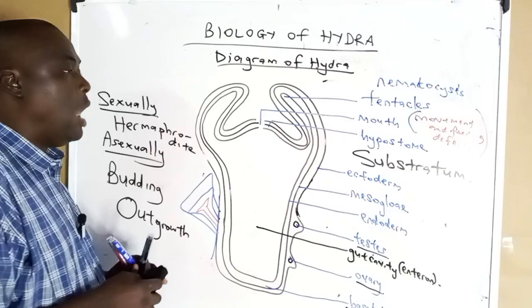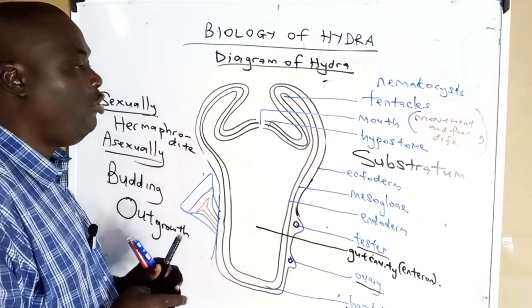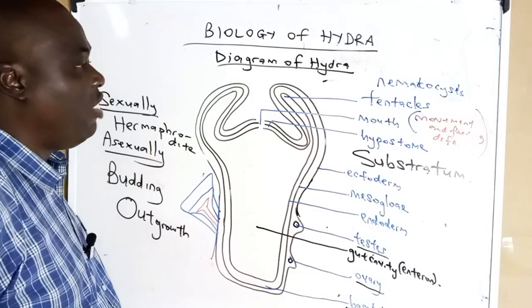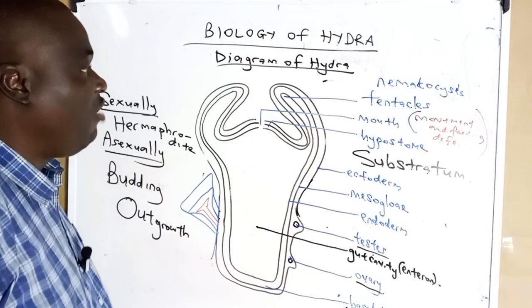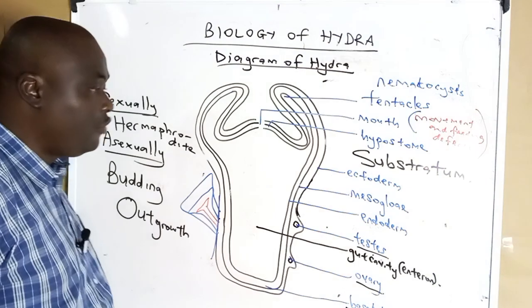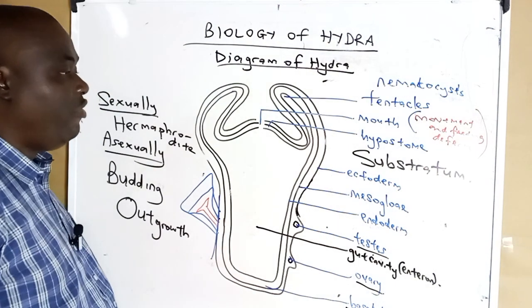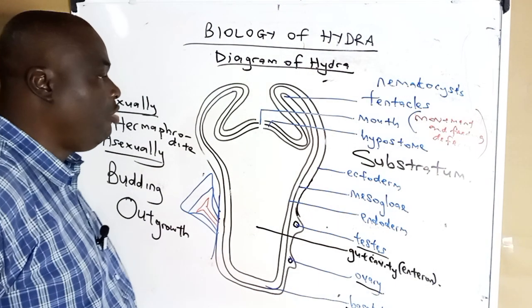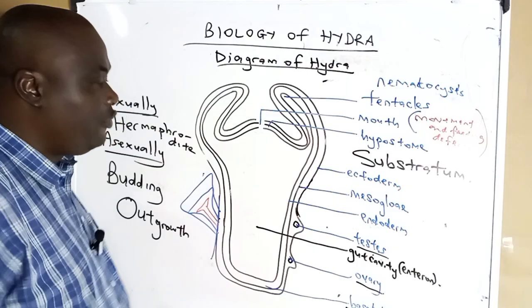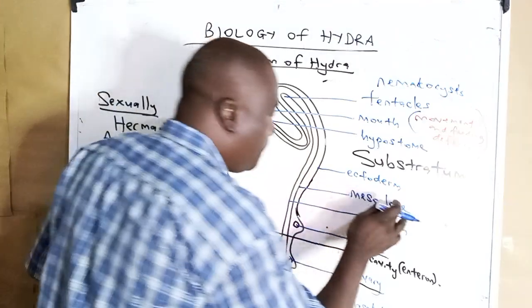So I'll be bringing the class to a close here. I've talked about the major features of Hydra. I talked about the fact that it's a diploblastic animal. It's an invertebrate. It belongs to the phylum Coelenterata, cnidarians. It has a gut with a single opening. It's diploblastic, ectoderm and endoderm. Sorry, this is the spelling of mesoglea.